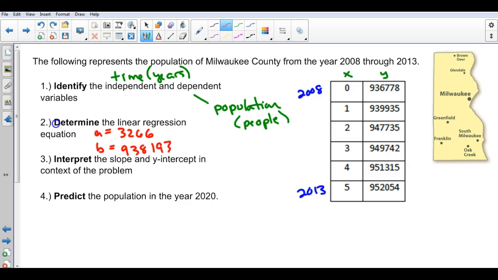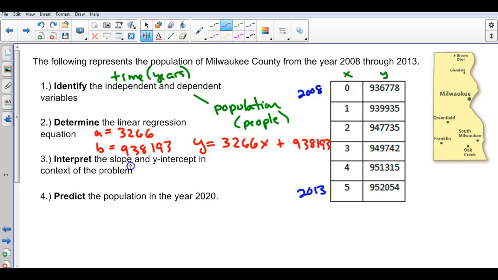So these are my a and b values, but it's not the equation yet. So we need to write this in mx plus b form. So y equals, we're going to say 3266x, because the 3266 is my slope, plus 938,193. So the next part is very, very important.